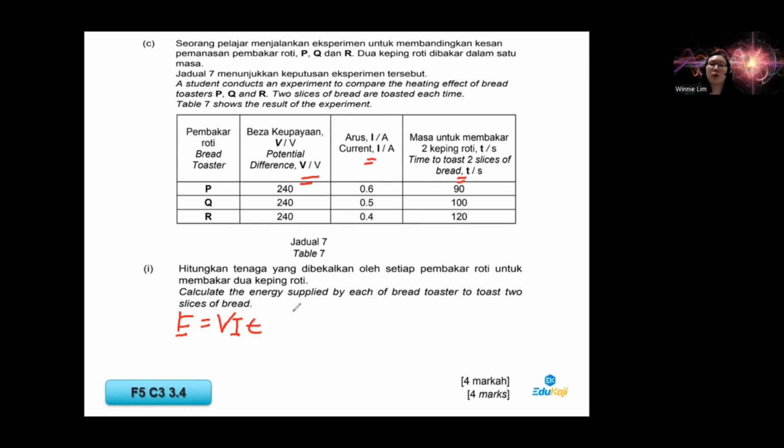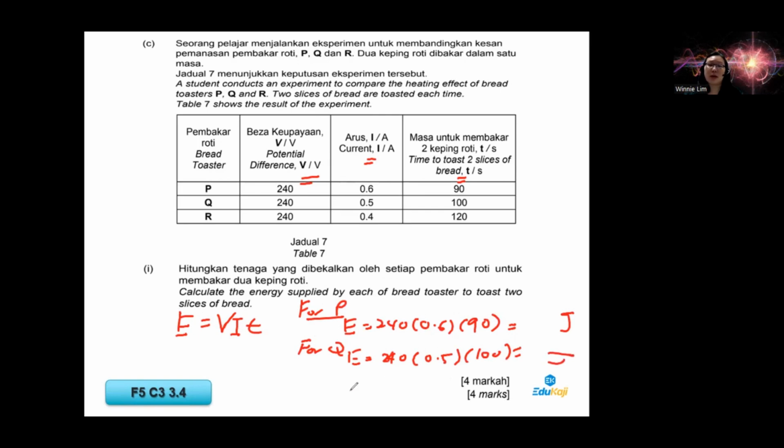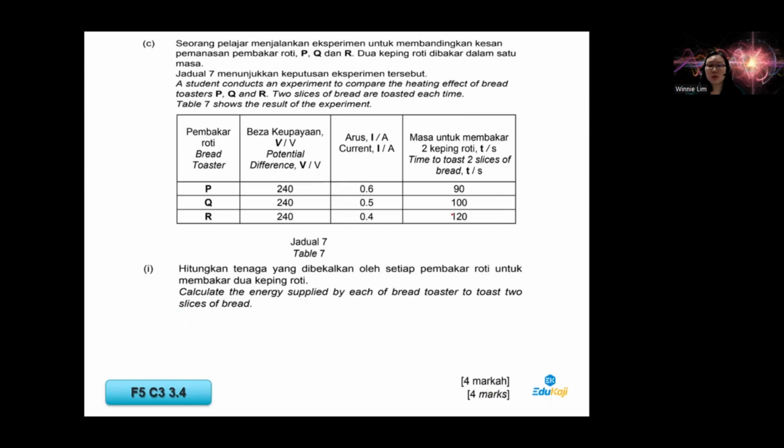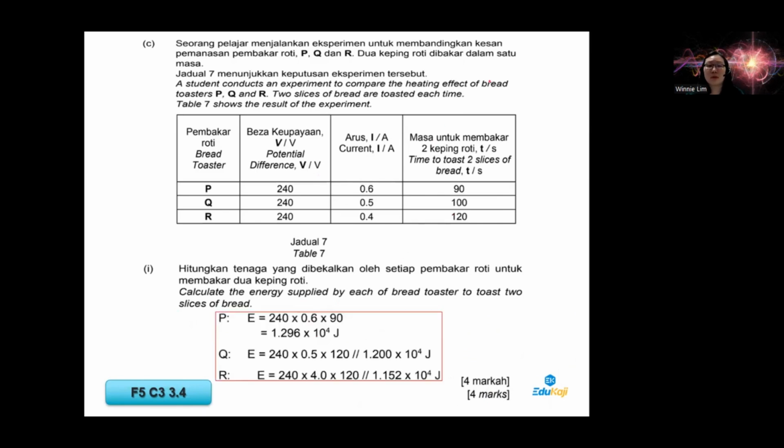So you can do it one by one. For P, E equals 240 times 0.6, all in SI units, with the time in seconds and the answer in joules. Then do the next one for Q: E equals 240 times 0.5 times 100, in joules. And lastly for R, E equals 240 times 0.4 times 120 joules. So hence you will get the answer for the respective toaster.